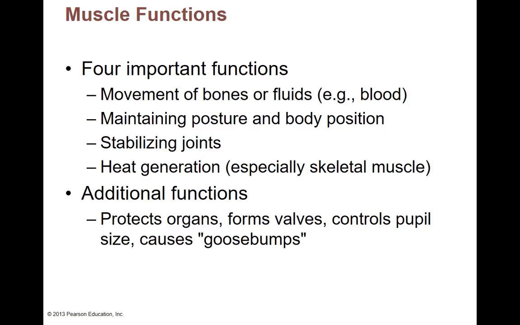Some other additional functions. 1, they can help protect organs. You've probably all had someone be like, yeah, come on, just hit me right here in the stomach. Well, you can contract all your muscles and they become really hard and you can hit someone not too hard. In the stomach, they protect internal organs. They form valves, in our heart, in our blood vessels. That's all different types of muscle tissue. They can control your pupil size. There are muscles there that, whether they contract or dilate, can cause goosebumps. That's that erector pili muscle that we find in our skin. So they've got all these other additional little functions too.